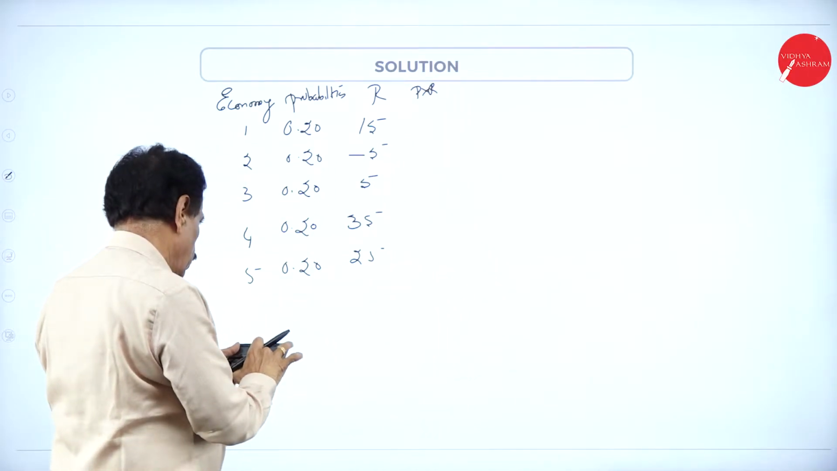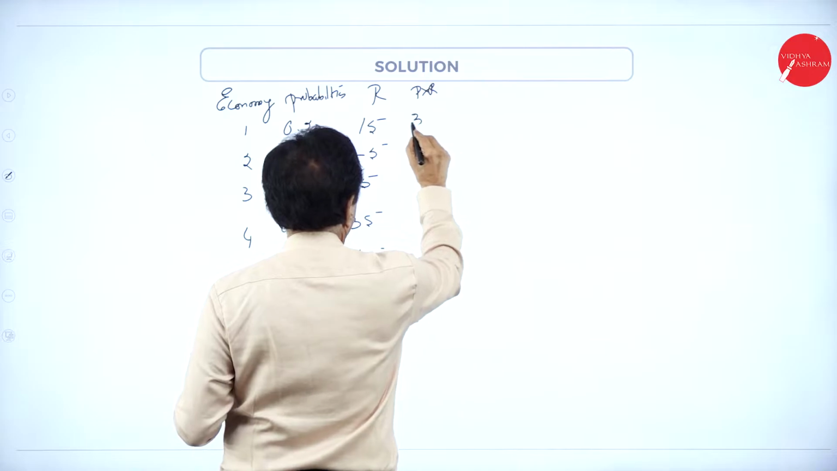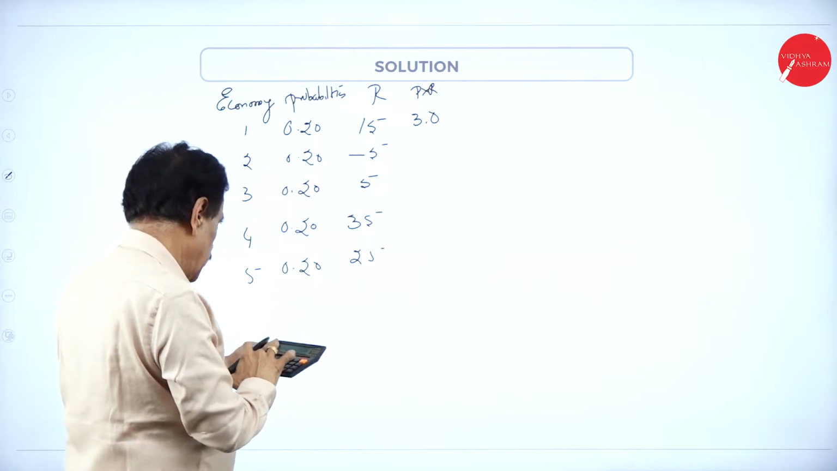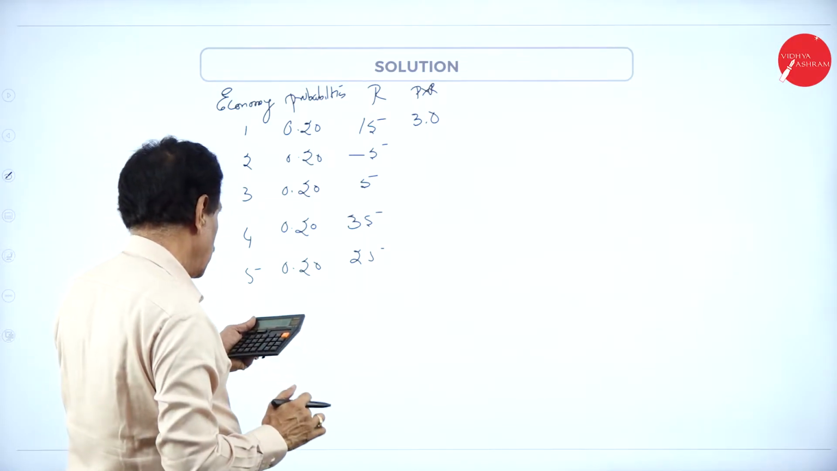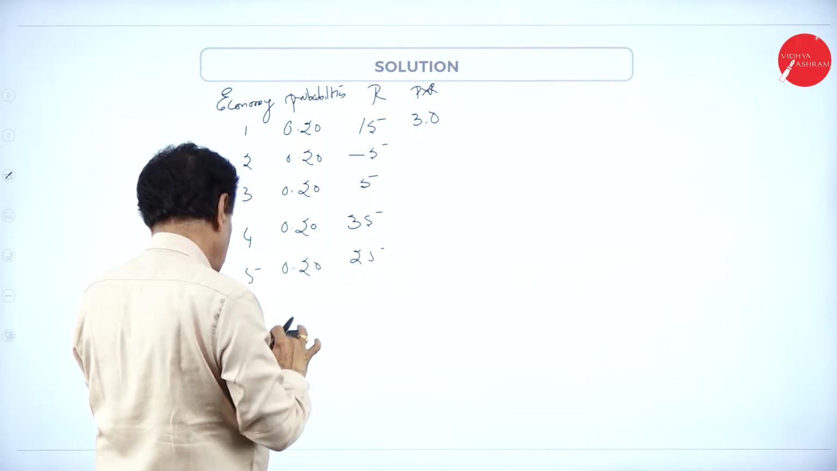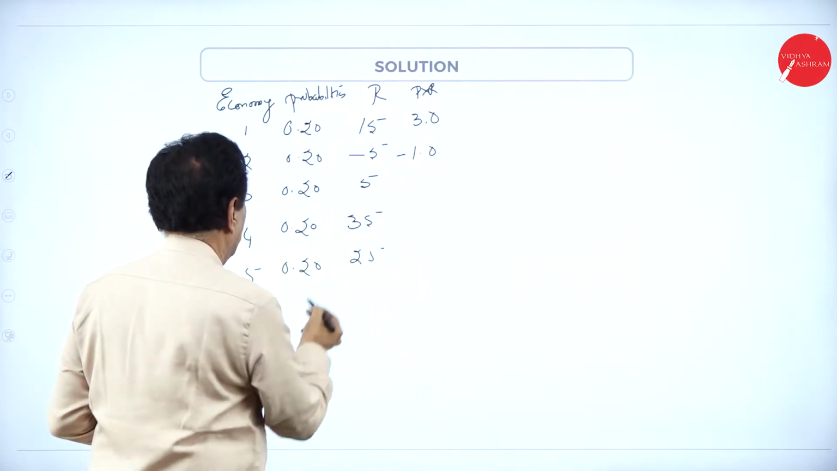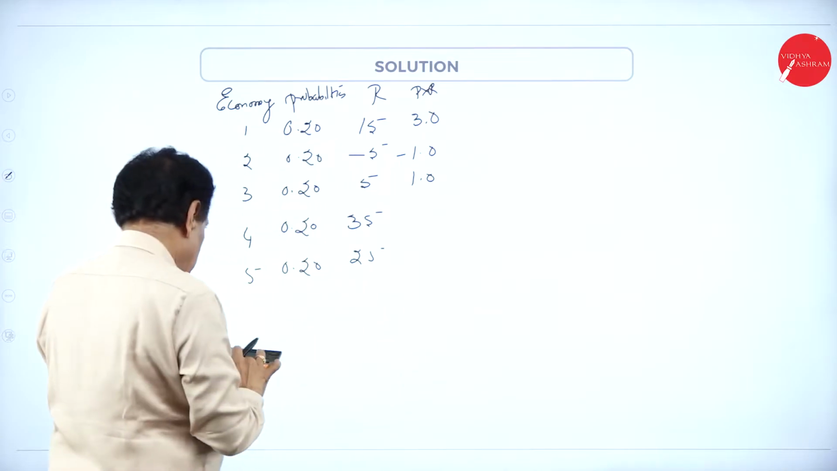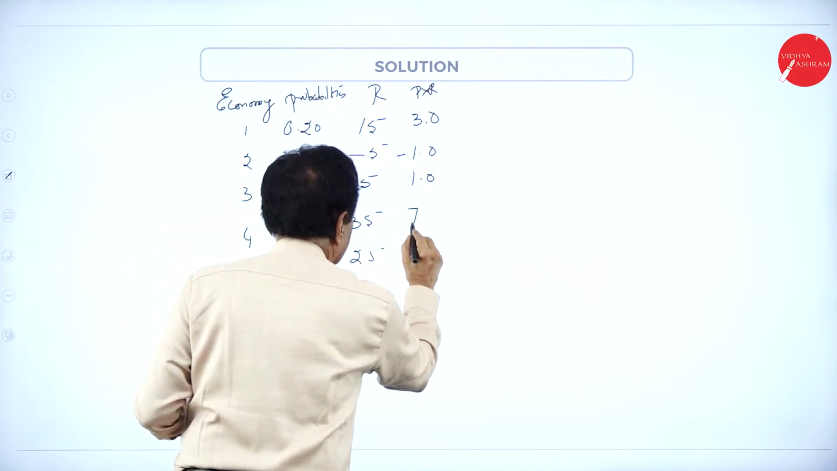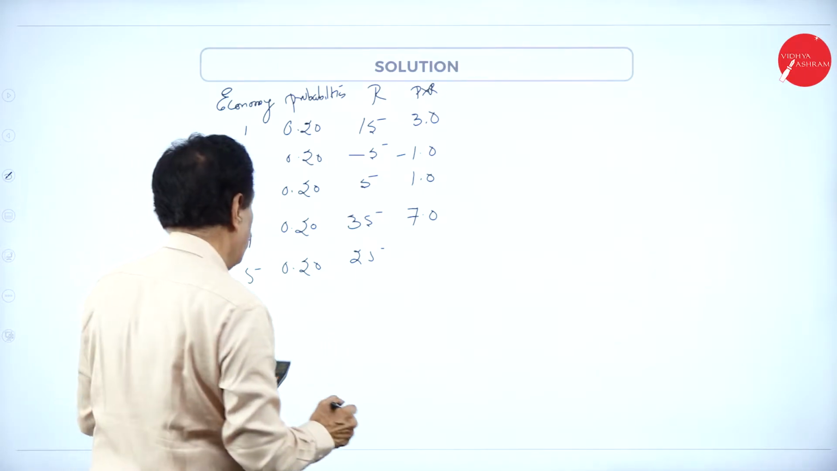So 15 into 0.20 is equal to 3. Minus 5 into 0.20 is minus 1. 5 into 0.20 is plus 1. 35 into 0.20 is 7. 25 into 0.20 is 5.